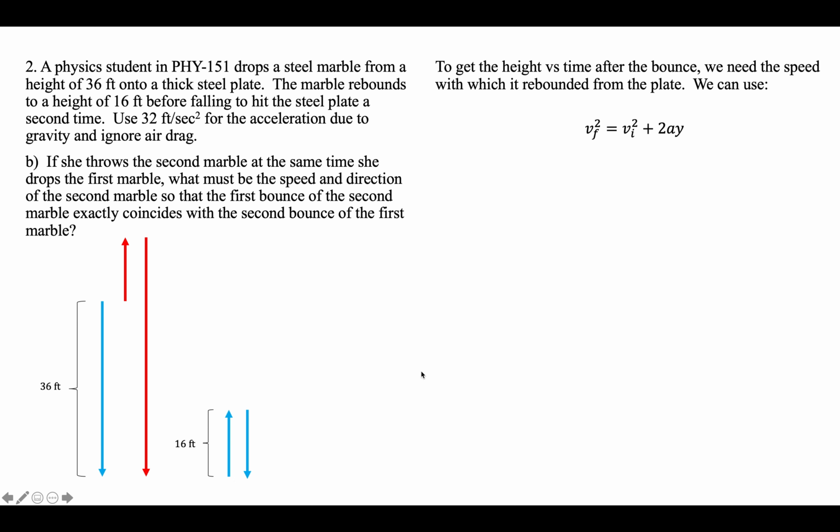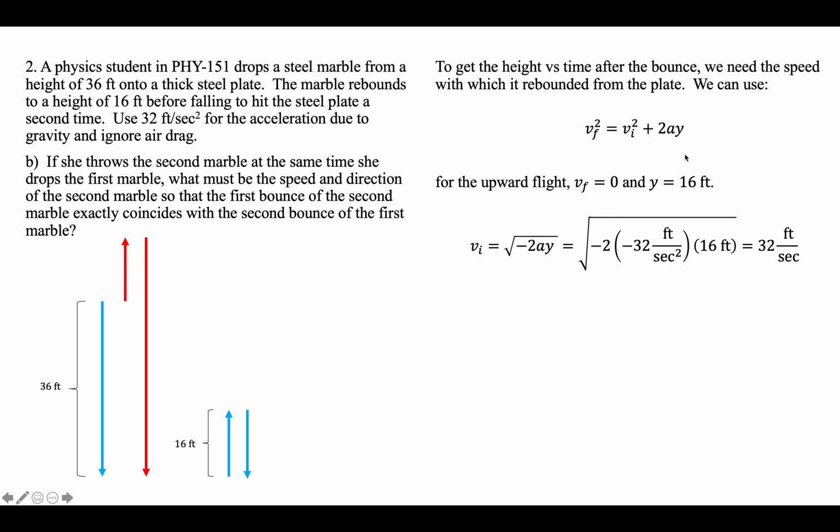We can use v final squared equals v initial squared plus 2ay. V final is 0. It goes up 16 feet, that's y. The acceleration is minus 32 feet per second each second. We can solve for v initial, and then we get 32 feet per second. So it rebounded from the plate with a speed of 32 feet per second. It's an inelastic collision. Lost some kinetic energy or thermal energy there. We can check this quickly.